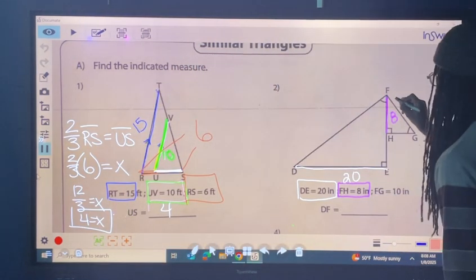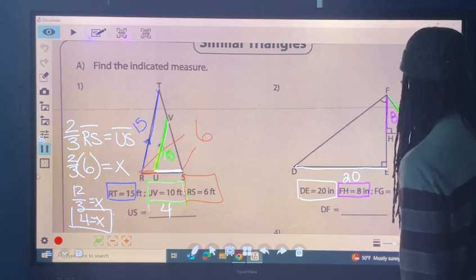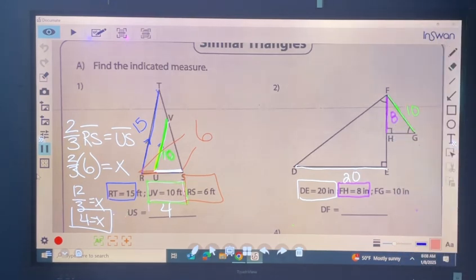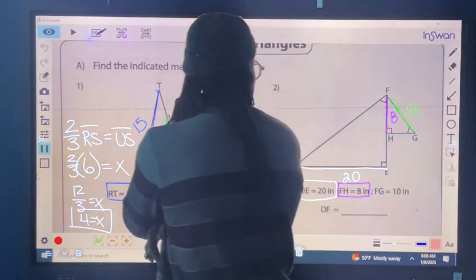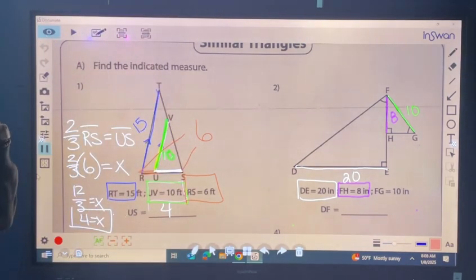FG is 10. So we got this baby triangle here, and what are they looking for? Oh, this long distance of BF. Okay. How we gonna do it? What if I go like this?